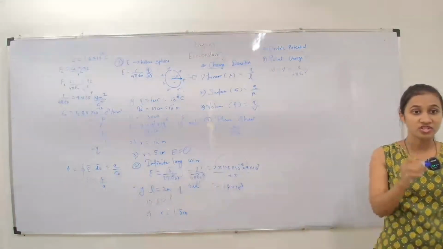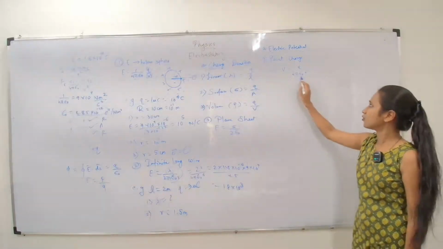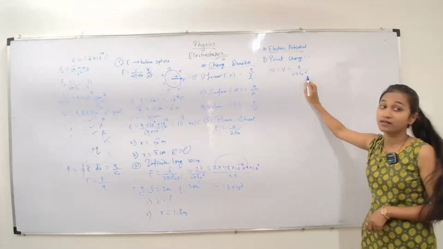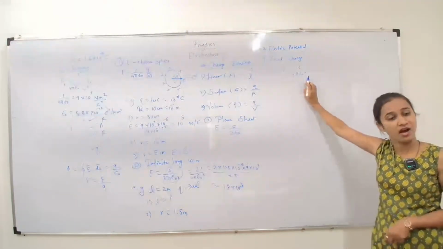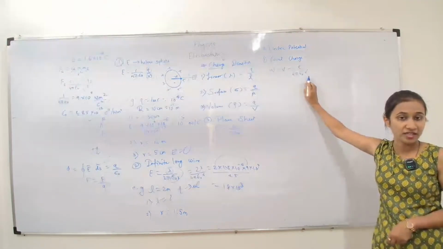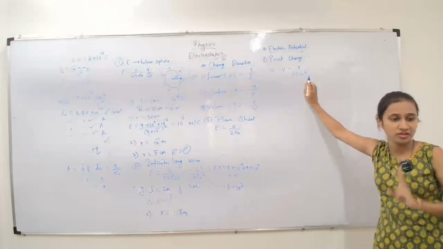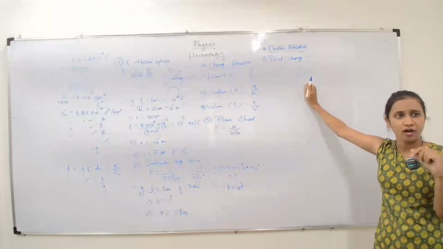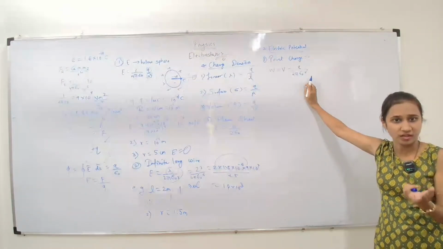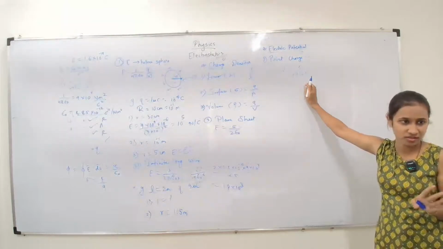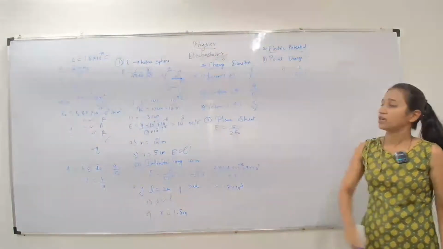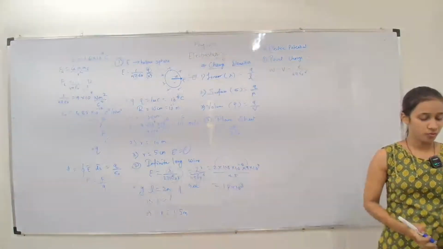Q is the charge you have to bring over there. 4 pi epsilon naught is constant. Here it is not R square, it is R only. R is the distance from the infinity to the desired point. Means you have to bring it from infinity to the 20 centimeter or 30 centimeter, whatever the distance is. So this is your formula. Electric potential due to a point charge.